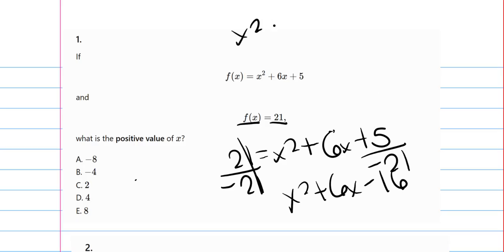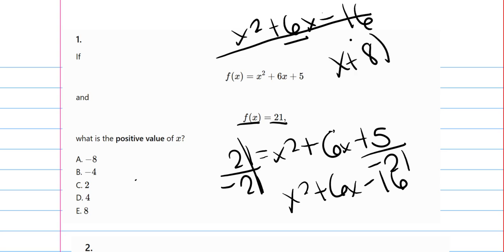Now we're going to think of two numbers that add up to 6x and multiply to negative 16. So the factored form of this entire trinomial would be x plus 8 and x minus 2.